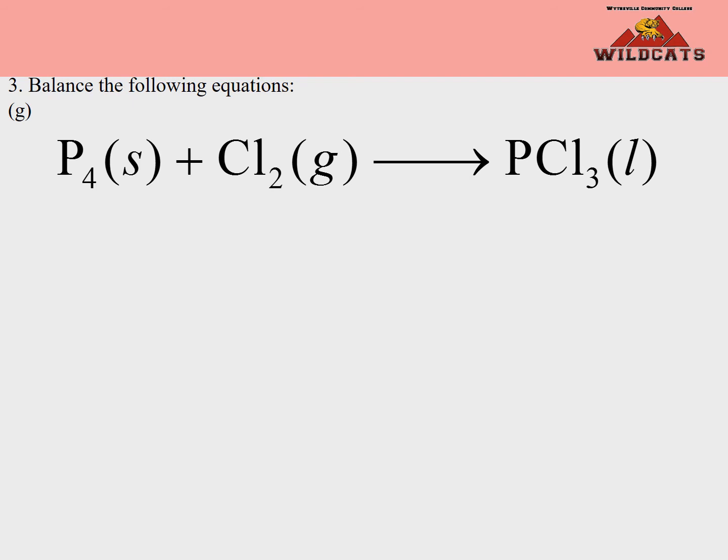So I've got P4 + Cl2 gives PCl3. I'm going to put a 4 in front of the PCl3 because I got 4 P's on the left. And notice I'm going to multiply that 3 in the chlorine by an even number. 4 times 3 is 12. 12 divided by 2 is 6. So I'm going to put a 6 in front of the Cl2. And my equation is now balanced.